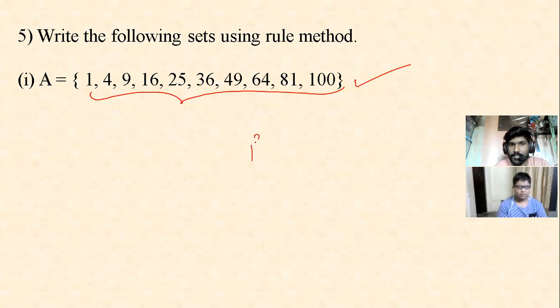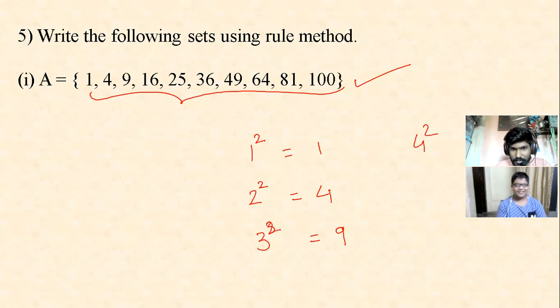Can you tell me what is the square of 1? Square. It would be 1. Square of 2? 4. Square of 3? 9. Square of 4? 16. Now you can think what it is. Square of 5? 25, and so on.